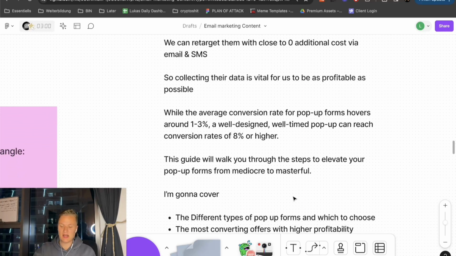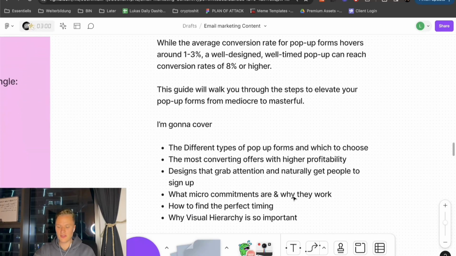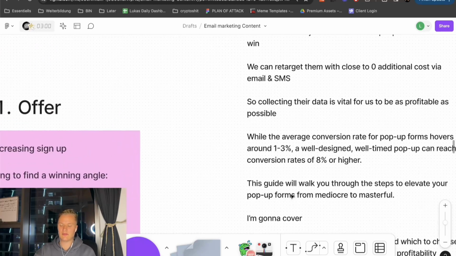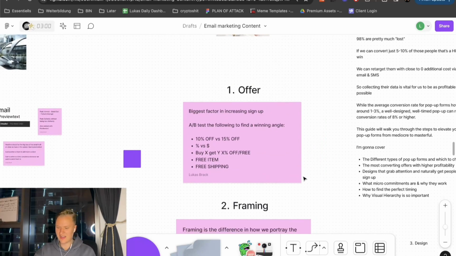I will walk you through the steps that we take to elevate our clients, that we walk through when we do audits. We'll go through the step-by-step process that we use for our pop-up forms to go from mediocre to super helpful. I'm going to cover the different types, converting offers, designs that grab attention, micro commitments, timing, and the visual hierarchy. So without further ado, let's get into the topic.